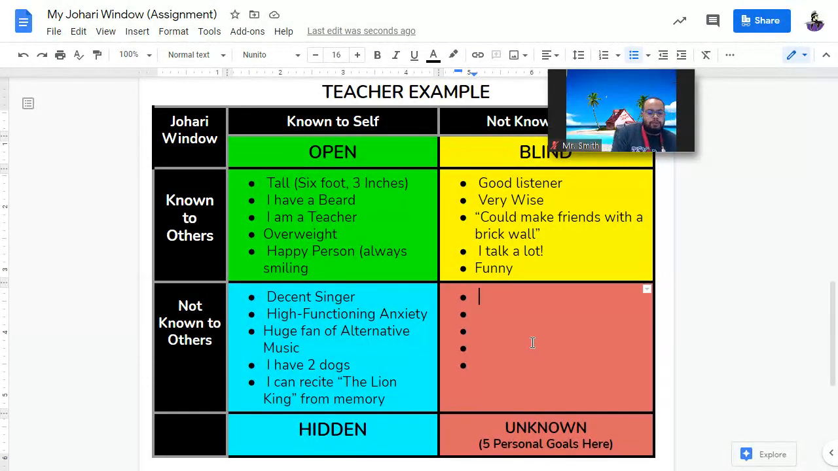For the five personal goals, I'm going to try to drink nothing but water for the next 2 months. That means no soda, no juice. I'm also going to do a cardio workout every day in February.